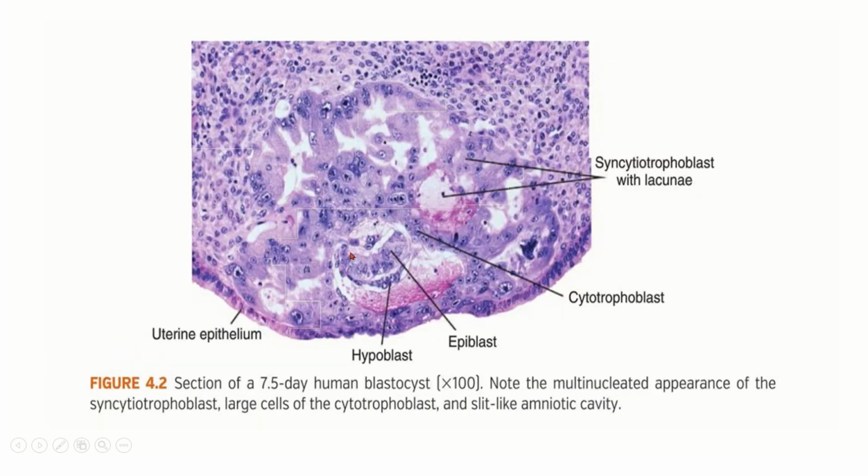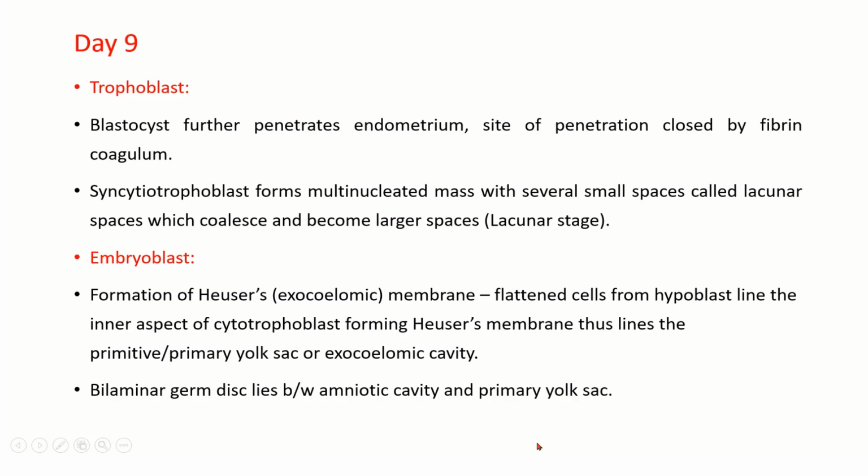The same thing is observed in a histological section. The epiblast has columnar cells, the hypoblast has low cuboidal or flat cells. You can see the amniotic cavity. You can see the syncytiotrophoblast with lacunae.